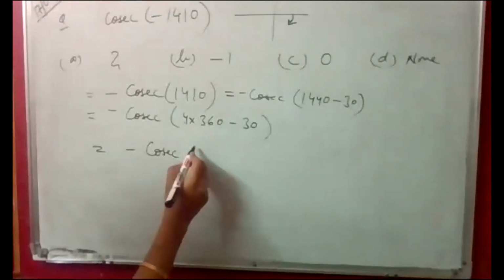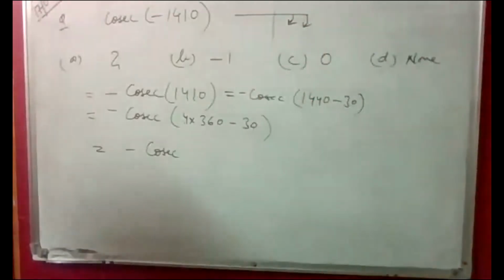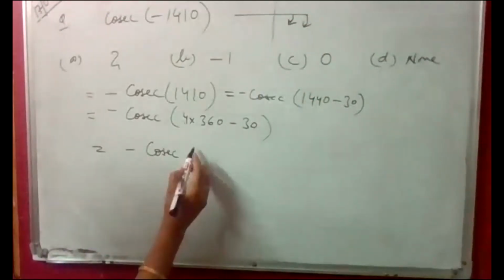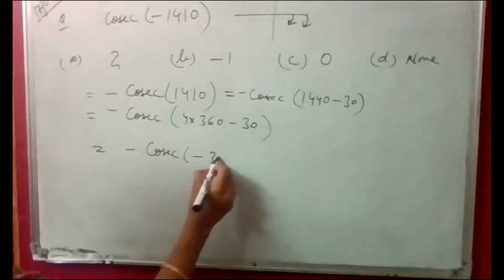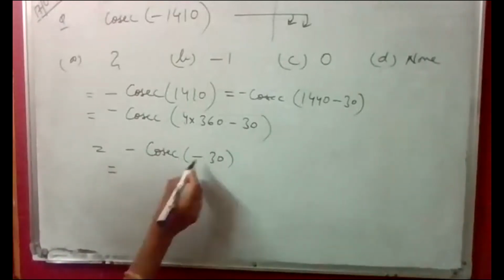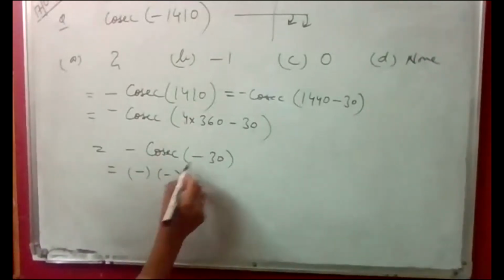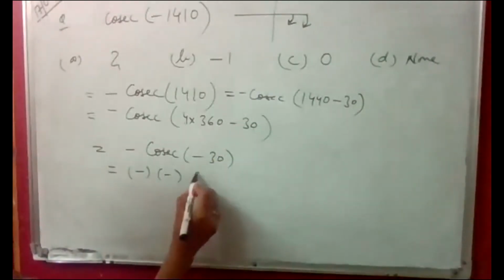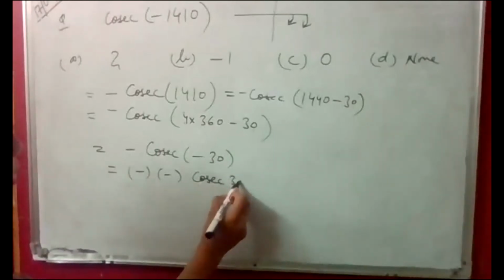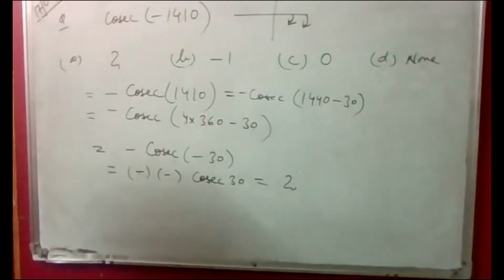So this becomes 2 pi minus, again we come to fourth quadrant, that is we'll get a negative sign, and this can be written as minus 30, right? So cosec minus 30 is again minus, that is in fourth quadrant. In fourth quadrant, cosec is negative. So we get a negative sign, cosec 30 degree. Put the value of cosec 30 degree, that is 2, and this becomes positive.